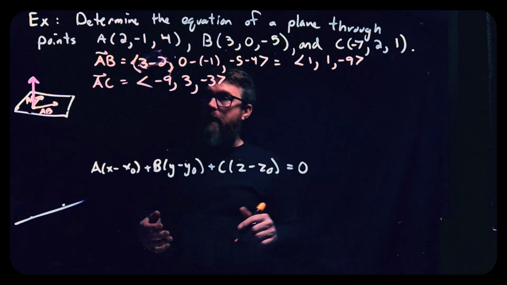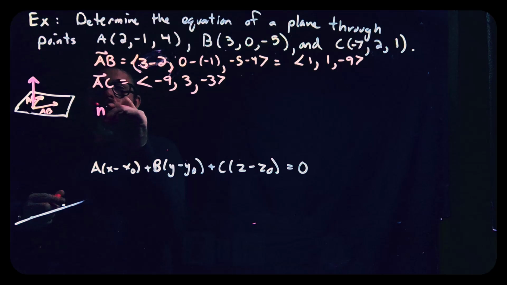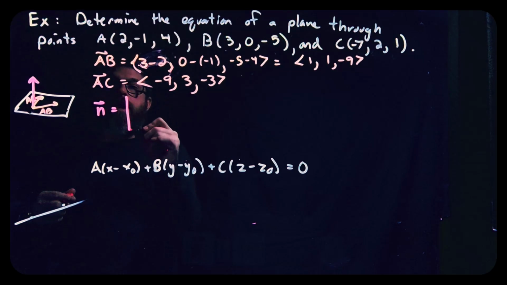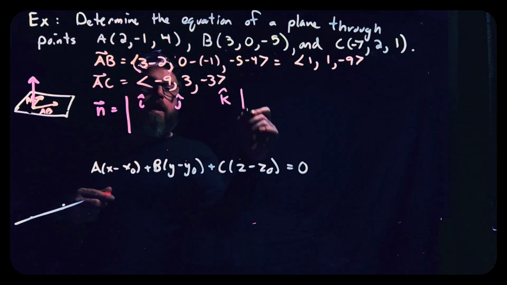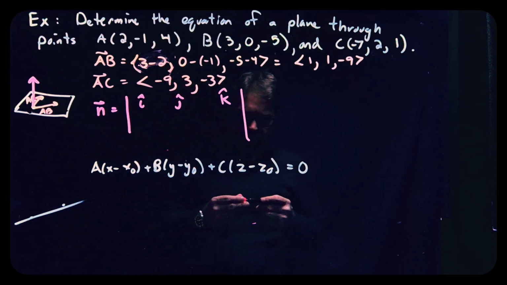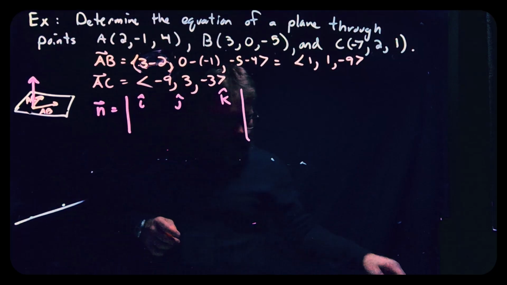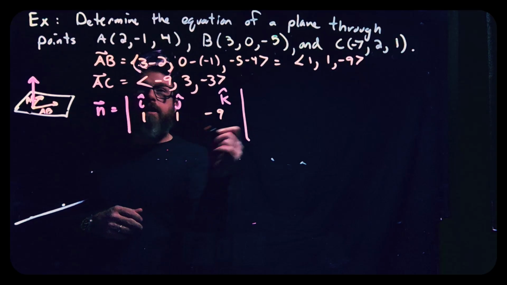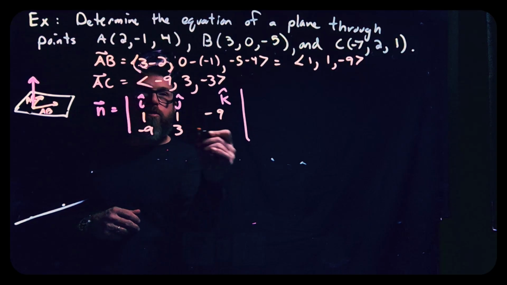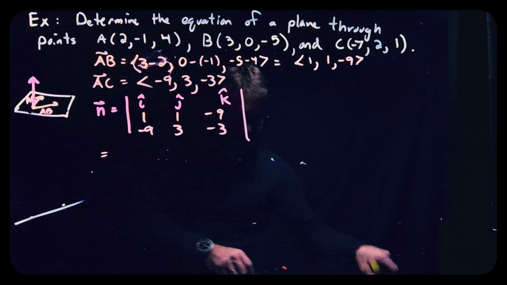All right, so let's find that normal vector. So this normal vector is going to be computed by doing the determinant of this 3 by 3 matrix, and I showed you how to do this in a very recent video. So our first vector that's going to go in here is going to be 1, 1, negative 9. The next vector is going to be minus 9, 3, negative 3.